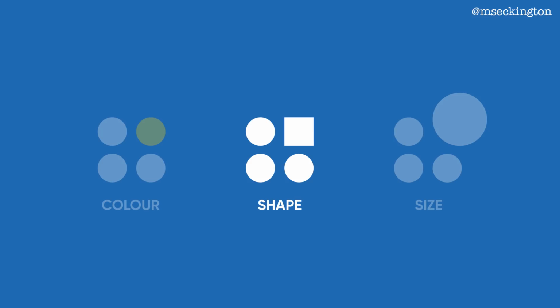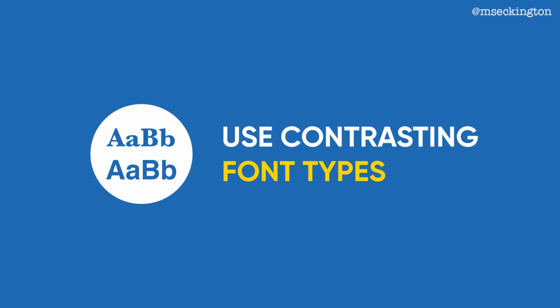The second way to use contrast is shape. Traditionally, when you think of shapes, you think of things like circles, squares, triangles. While they can be used within your slides for contrast, those aren't actually the shapes that we rely on the most in our presentations. What we rely on a lot are fonts. So one way of achieving contrast is through using different types of fonts within your presentation.